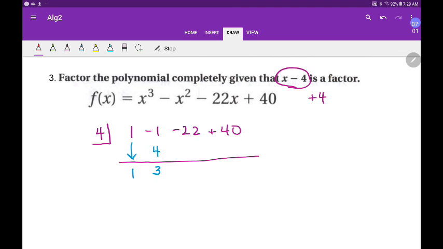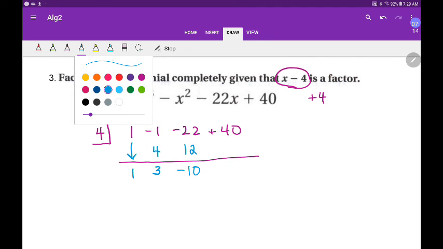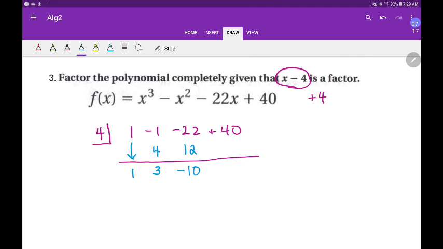And then I say, 4 times 3. All right, 4 times 3 is 12. And I write it here, and I add. And that's going to be negative 10. And then I'm going to say 4 times negative 10. And I get negative 40. And I say, oh, look, plus 40, when I add these together, I get 0. Well, that was supposed to. They told me it is a factor, so if I didn't get 0, I'd be kind of suspicious about the whole problem. I'd go back and check my work, I suppose, is what I would do.